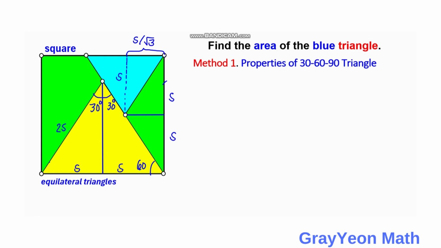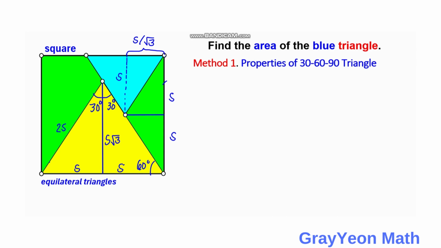Going back to the yellow, we have this S on the base, and this is the side opposite the 30-degree angle. To get the side opposite the 60-degree angle, you just need to multiply this side s by square root of 3. So this becomes s square root of 3.